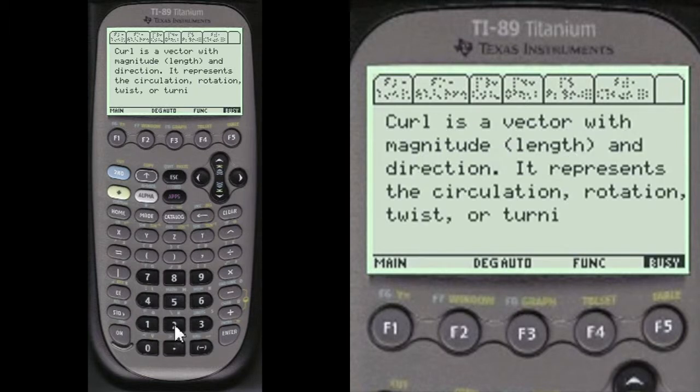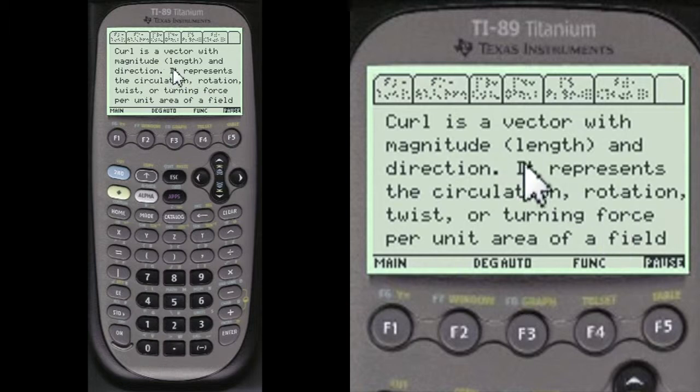I'm going to just show you the definition of curl first. Curl is a vector with a magnitude, length, and direction. It represents the circulation, rotation, twist, or turning force per unit area of a field. Now that's the best definition I can come up with, because I ask that a lot of times in calculus. What the heck is this? What are you talking about? And even this, I hesitate to believe that it has any value other than just mathematical nonsense that they throw around in calculus to do these problems.